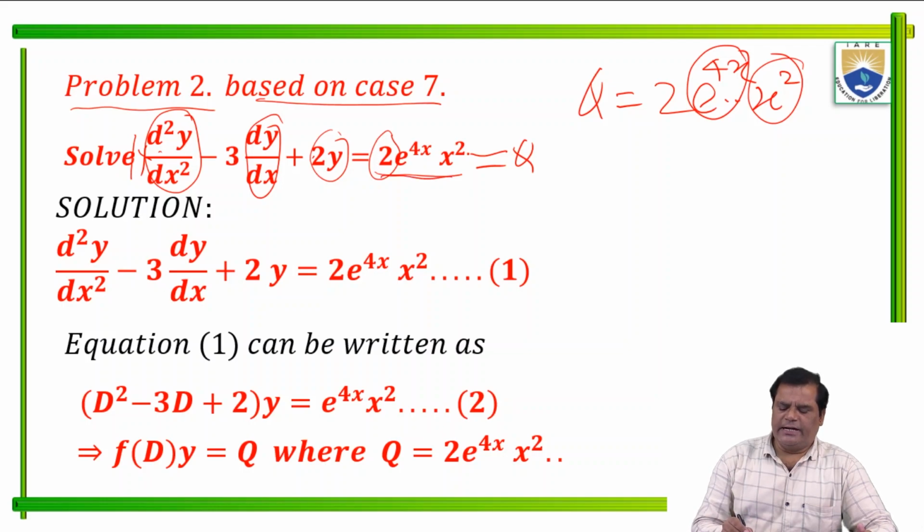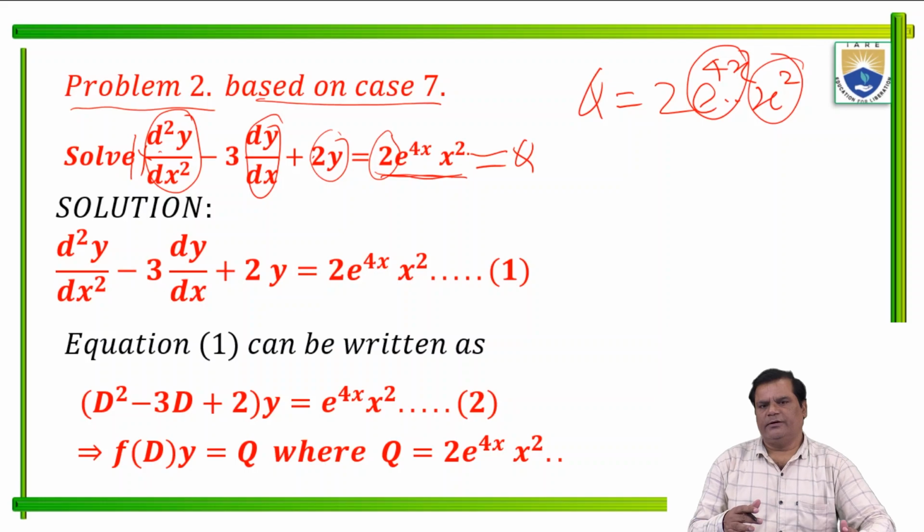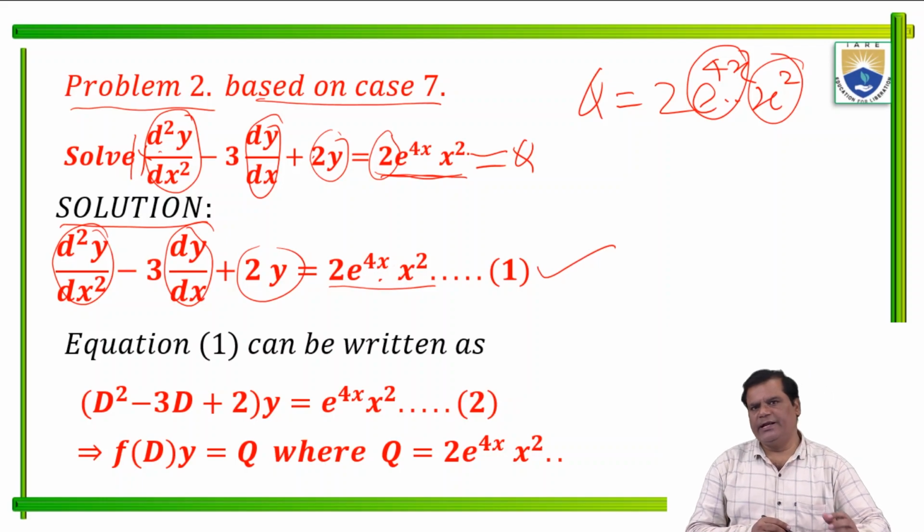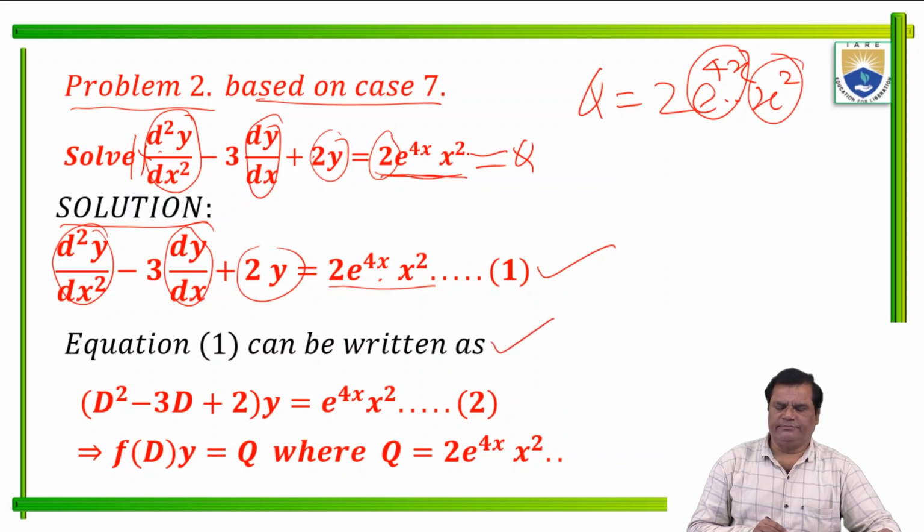On the right side is Q. In Q there are two functions, both multiplied. The first is an exponential function, the second is an algebraic function. So now we give the complete solution step by step. The solution starts here: d2y by dx2 minus 3 dy by dx plus 2y equal to 2 e to the power 4x into x square. This is equation 1 given in our question paper. So now equation 1 can be written as here. In the last question we have also written the same.